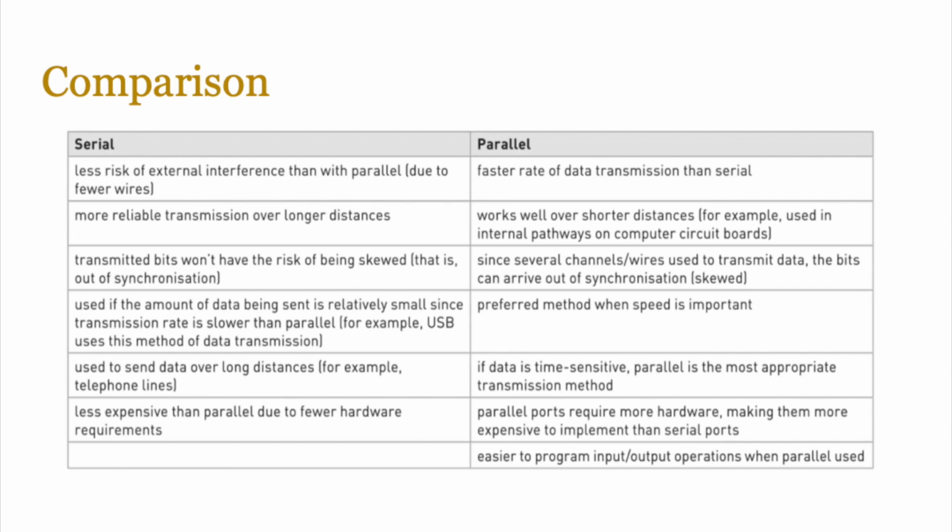For parallel, it's a faster rate of data transmission than serial. It works very well over shorter distances, for example, inside a computer or just less than 5 meters. Since several channels or wires are being used to transmit data, the bits can arrive out of sync. It's the preferred method when speed is important or if data is time sensitive. Parallel ports require more hardware, making them more expensive to implement than serial ports. However, it's easier to program input and output operations when parallel is used compared to serial methods. Make sure you remember a few differences between both because this type of question is quite common in the exam.